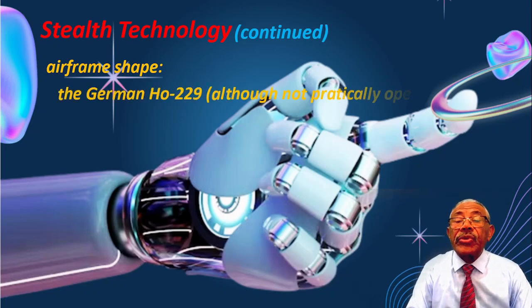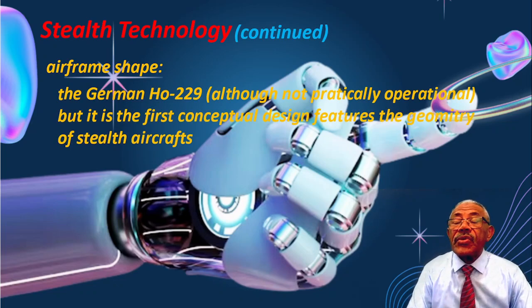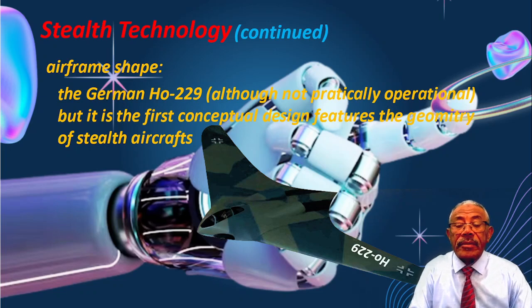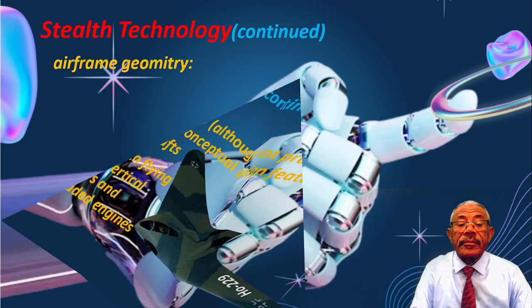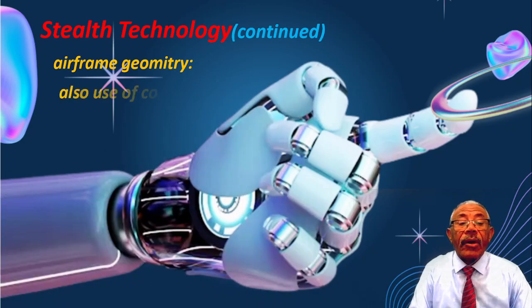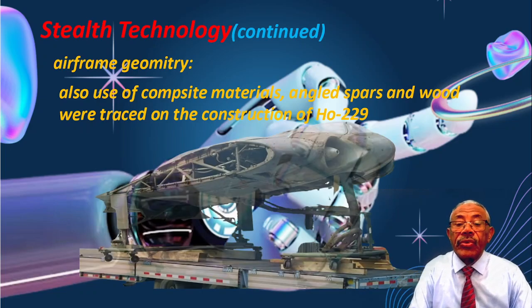The German Horten 229, although it was not practically operational, is the first conceptual design that features the geometry of stealth aircraft. It featured a flying wing, no vertical stabilizers, and embedded engines. Also, composite materials, angled spars, and wood were used in the construction of the Horten 229.